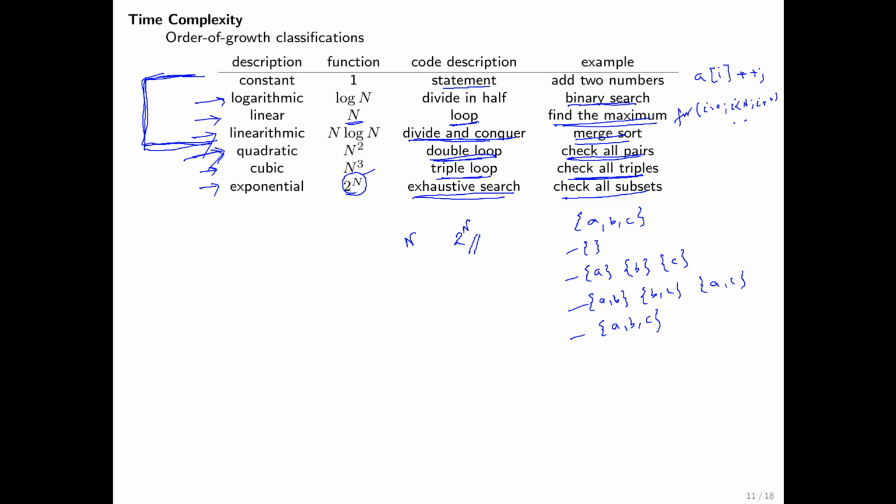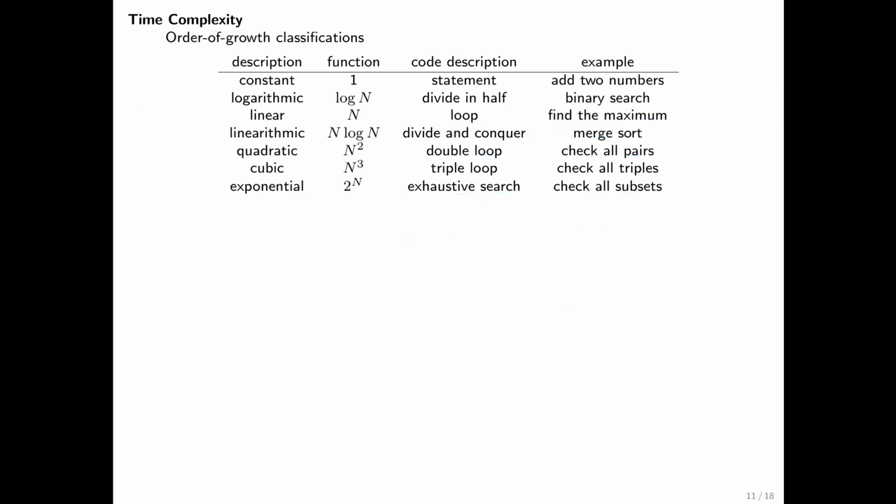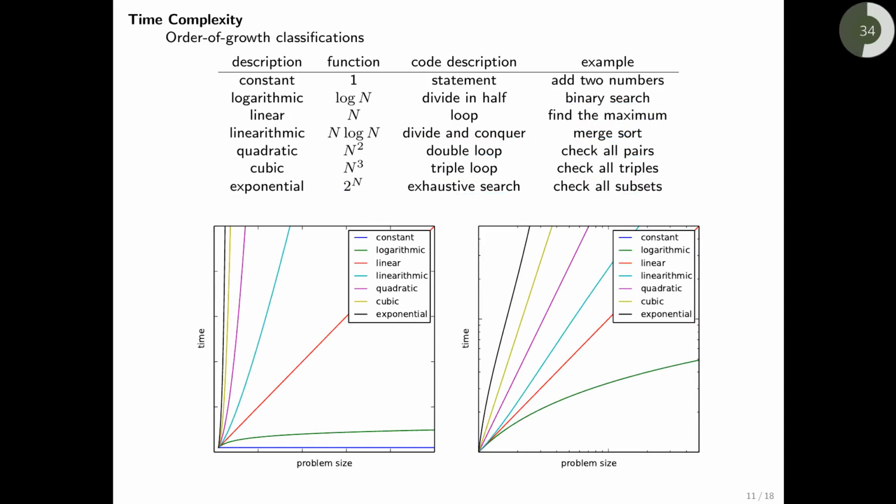So these are some of the popular order of growth classifications, and here we're simply looking at the plots of these different classifications. On the left hand side, it's on a regular linear scale, and on the right hand side, it's on a log scale. The best algorithm is the constant time algorithm that you see in blue, and the worst is this one here in black, which is exponential. The others are shown in different colors, and the same thing here, but on a log plot.